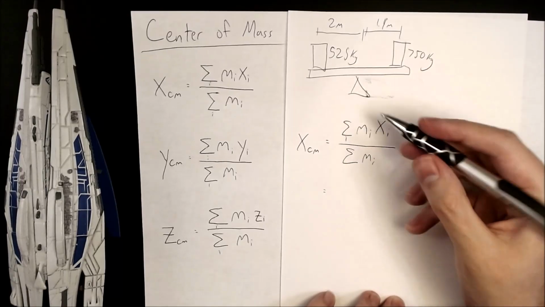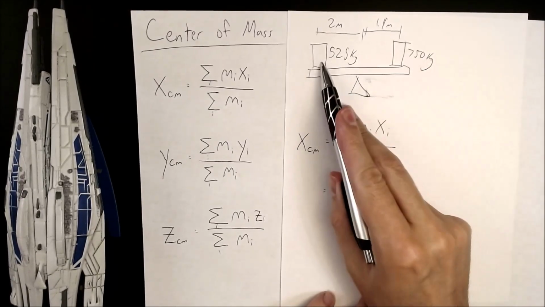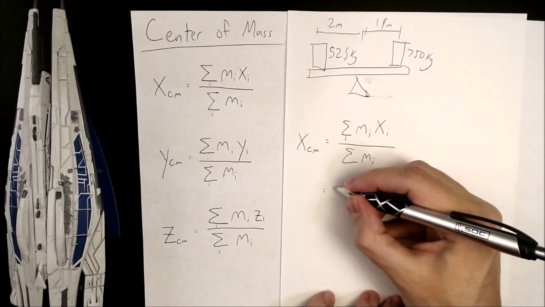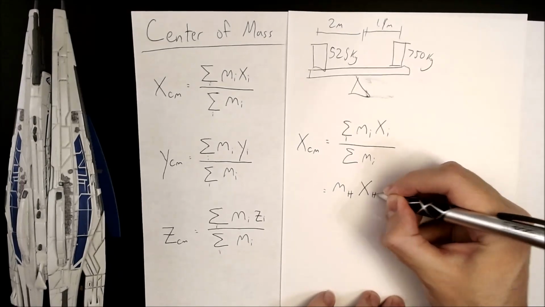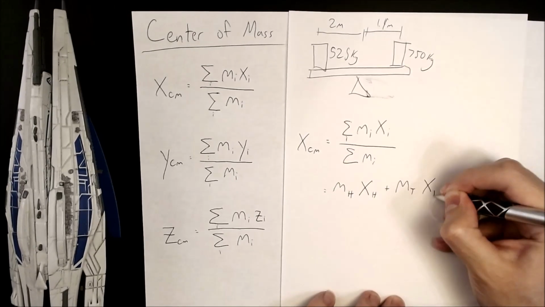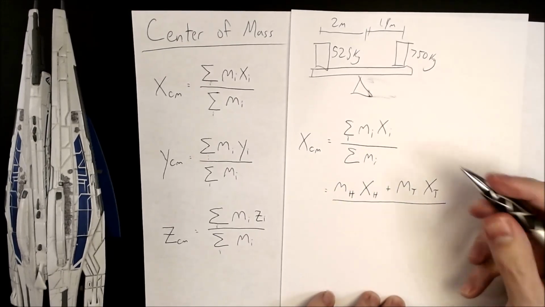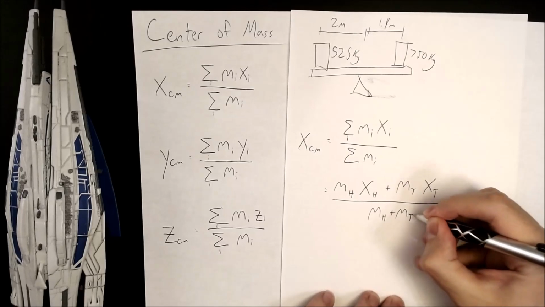Okay, well, then we need to do this how many times? 2 times. We've got 2 masses. So we've got the mass of the Hulk times the x position of the Hulk plus the mass of Thanos times the x position of Thanos, all divided by the mass of the Hulk plus the mass of Thanos.